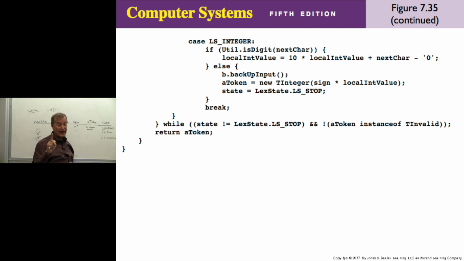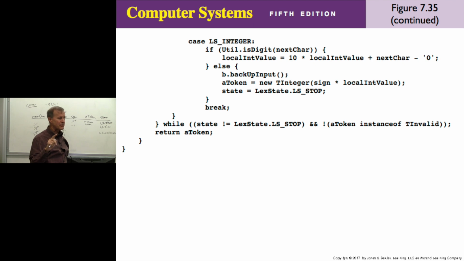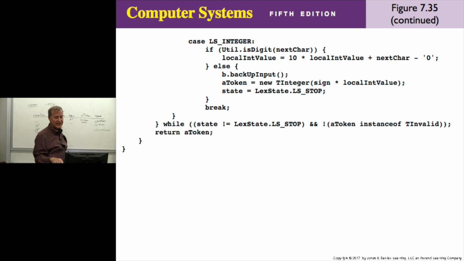And now, you guys, we are going to create a new concrete object. So what does it say? A token gets what? Is this code slick or what? A token gets new what? T integer. What's T integer? That's a concrete subclass of the abstract token. And it's parentheses what? Sign. So sign times what? So it's -1 times 93.